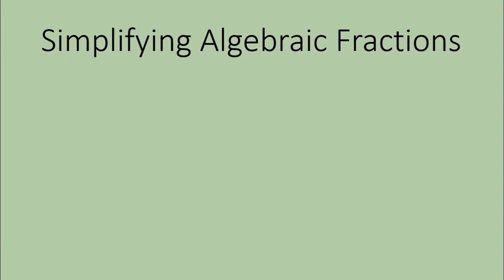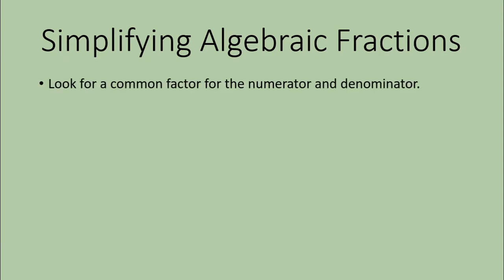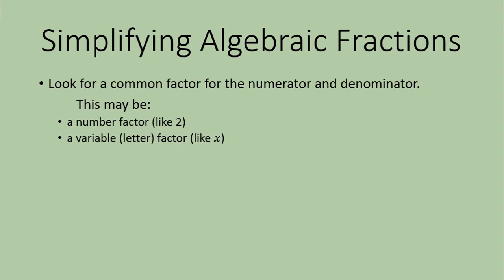Let's just clarify, how do we simplify algebraic fractions? Well, first of all, we need to look for that common factor for the numerator and denominator. Now, this might be a number factor, like 2, divide both top and bottom by 2, or any other number. A variable or letter factor, like dividing both top and bottom by x, or maybe even x squared or x cubed. Or it might be both a number and variable factor, like 5x or 7x squared or 2ab.